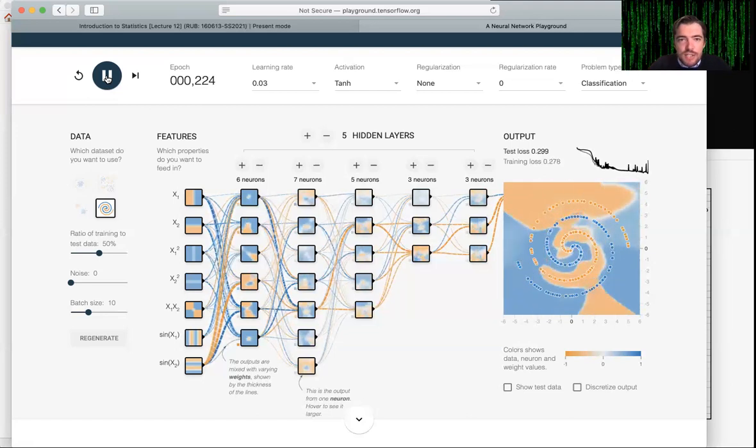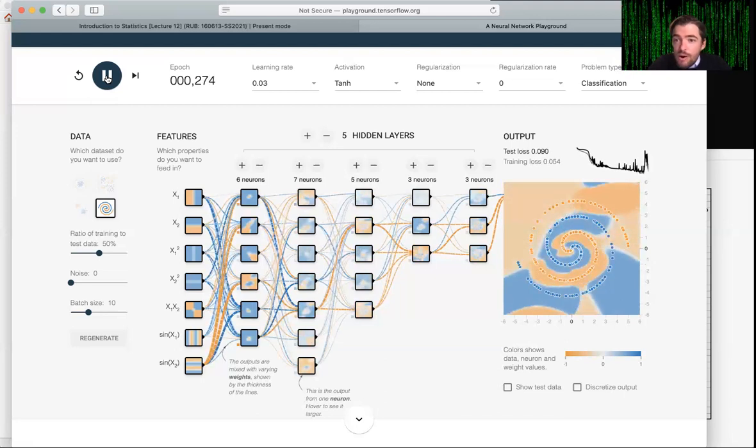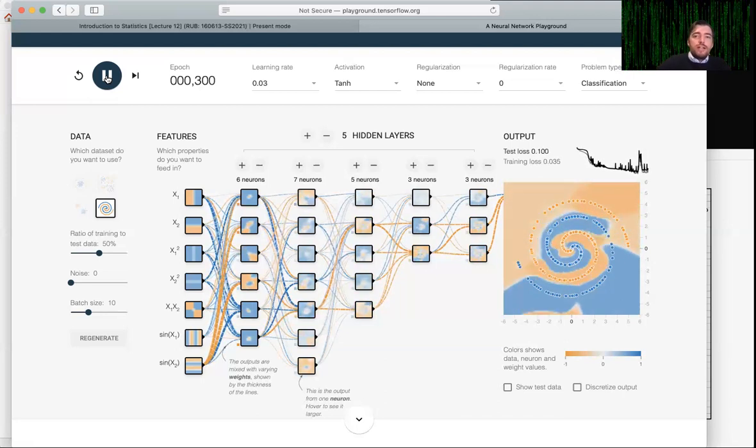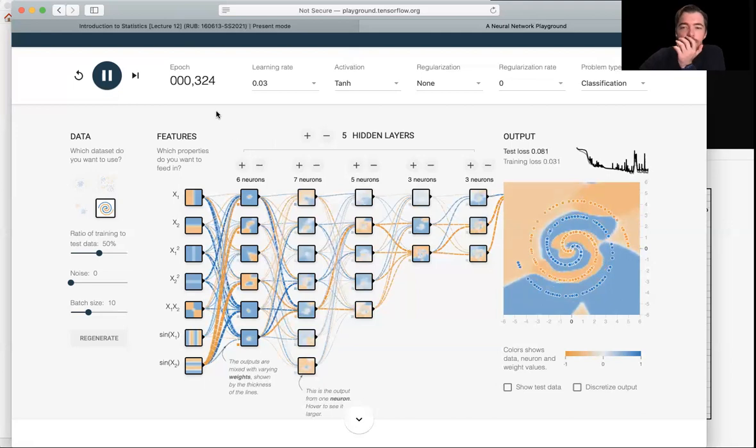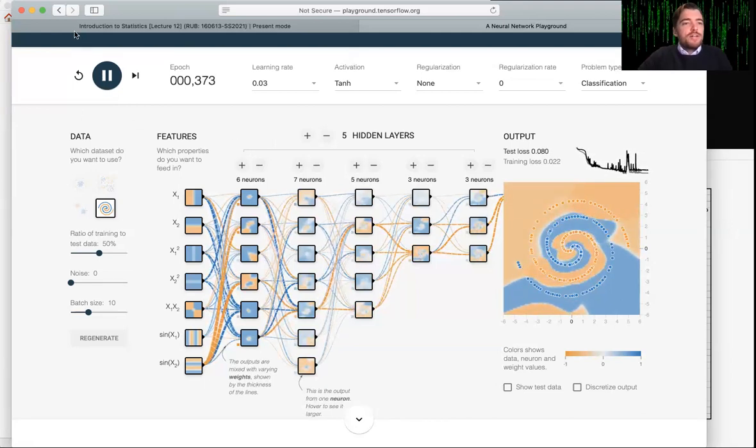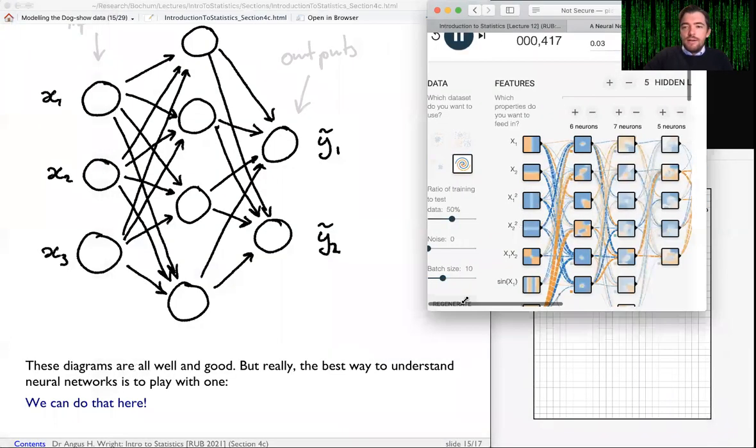Hopefully that makes sense. This is an excellent, excellent tool for learning about artificial neural networks. So I highly recommend it. It's present in the lecture notes. Please go and have a look at it if you're interested. I'm going to leave this running in the background, despite the protestations of my computer, and we will have a look at it in a few minutes' time.